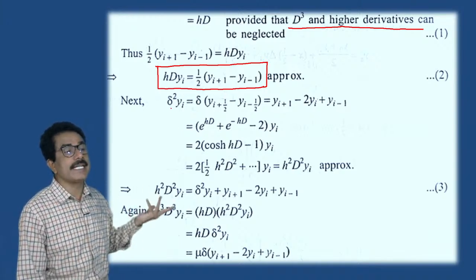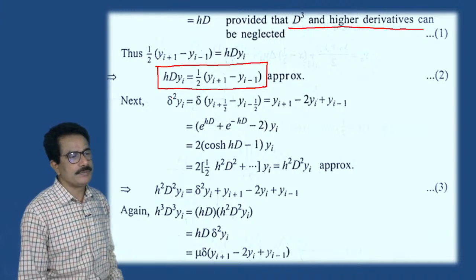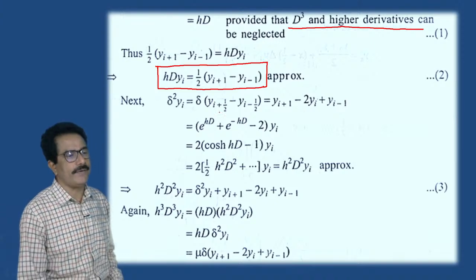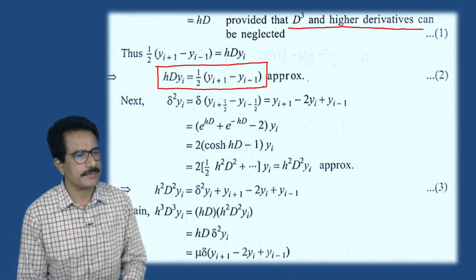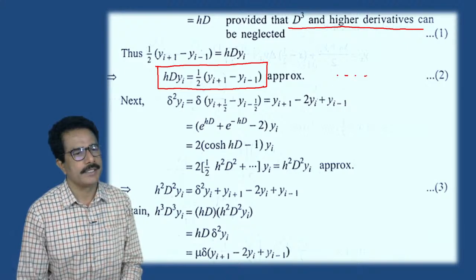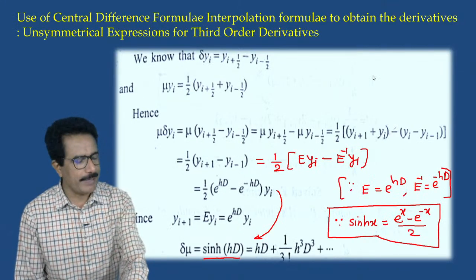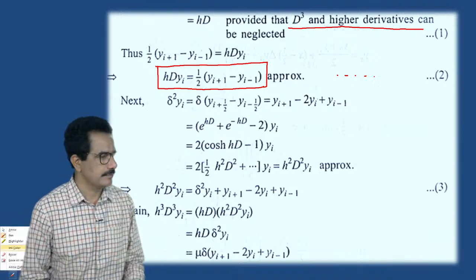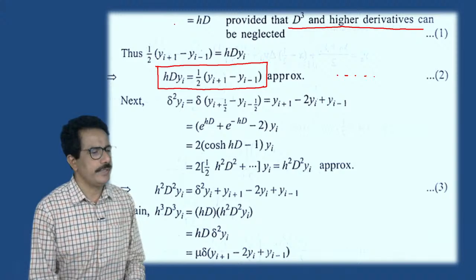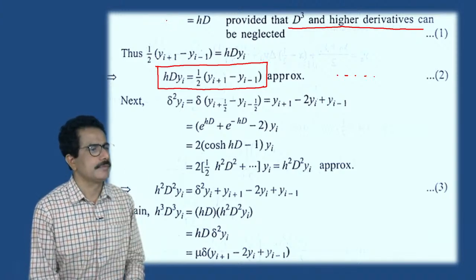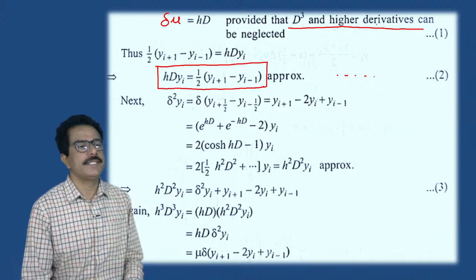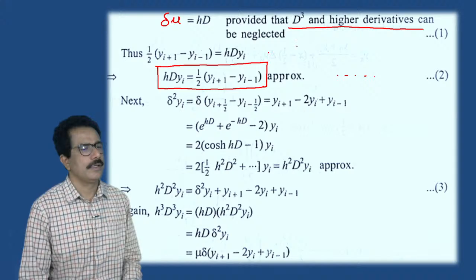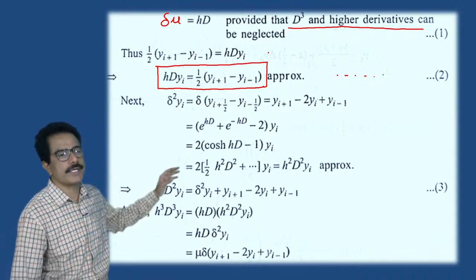So we can take delta square. Now let us take delta square of this. So we can write delta square yi is equal to delta of equation 1. Give this equation number 2. And see what came here, hd means delta mu. So it will be delta mu. This is equation number 1. This is equation number 2.